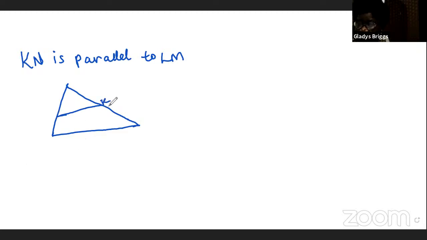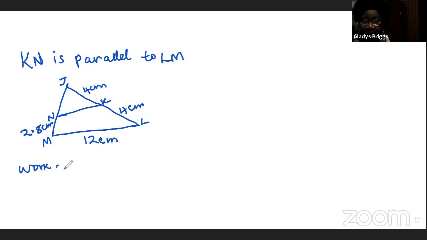This is KN, and this is LM, and this is J. Okay. Here is 4 centimeter. Here is 4 centimeter. And here is 2.8 centimeter. And here is 12 centimeter. Work out the length of KN.